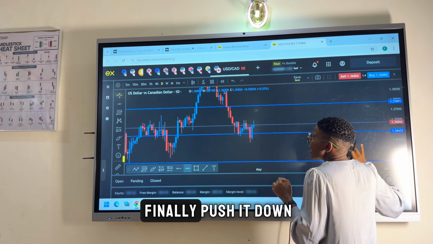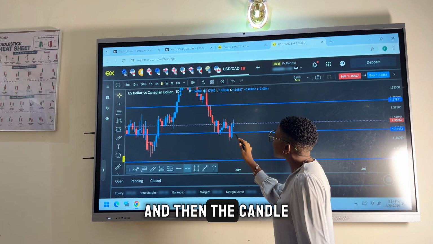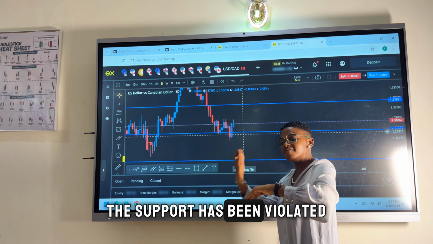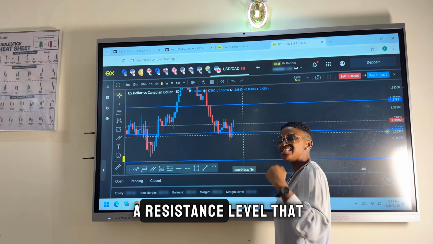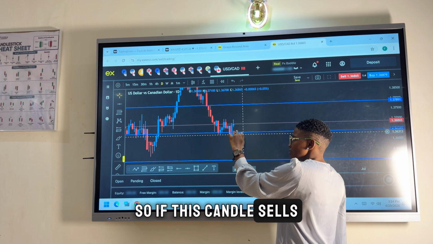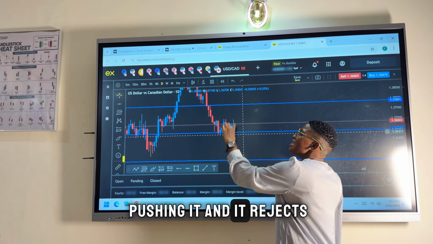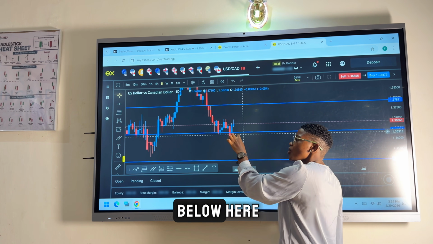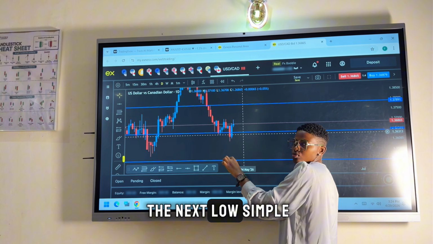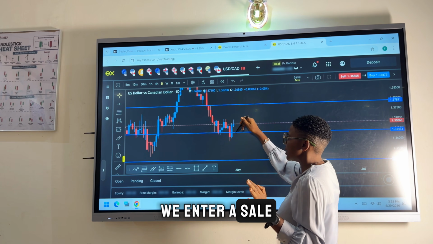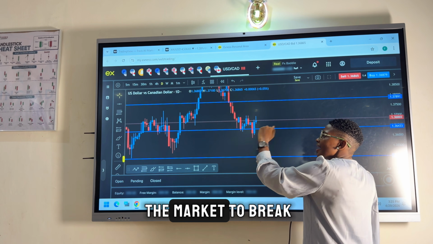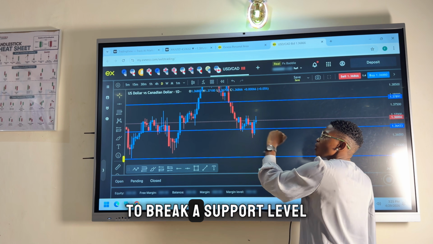And now, if they finally push it down and the candle closes below our support level, the support has been violated and it is now a resistance level that we sell from. So if sellers keep pushing it and it rejects and then closes below here, we will enter a sell targeting the next low. Simple. We enter a sell targeting the next low because sellers have pushed the market to break a key level, to break a support level.